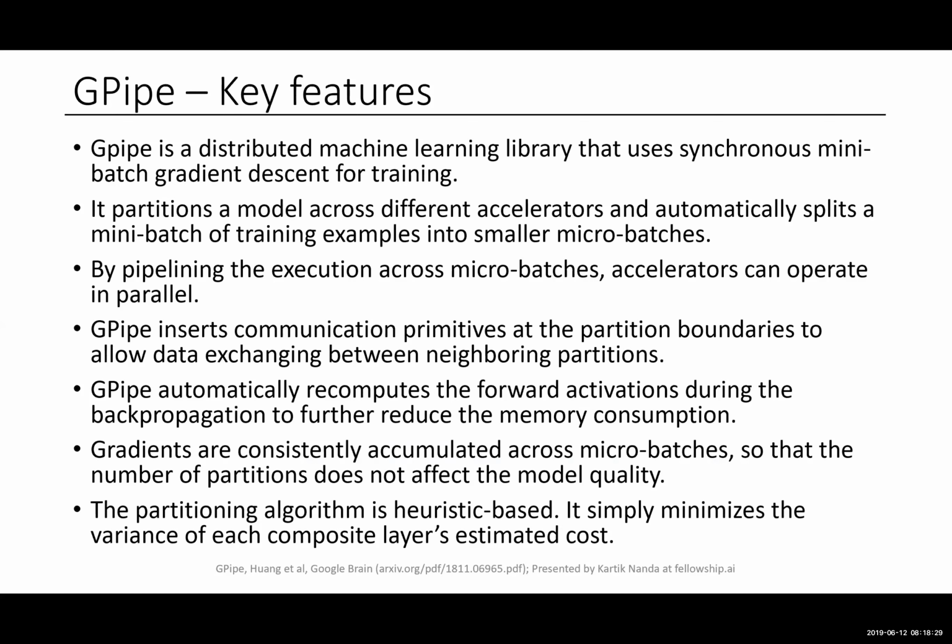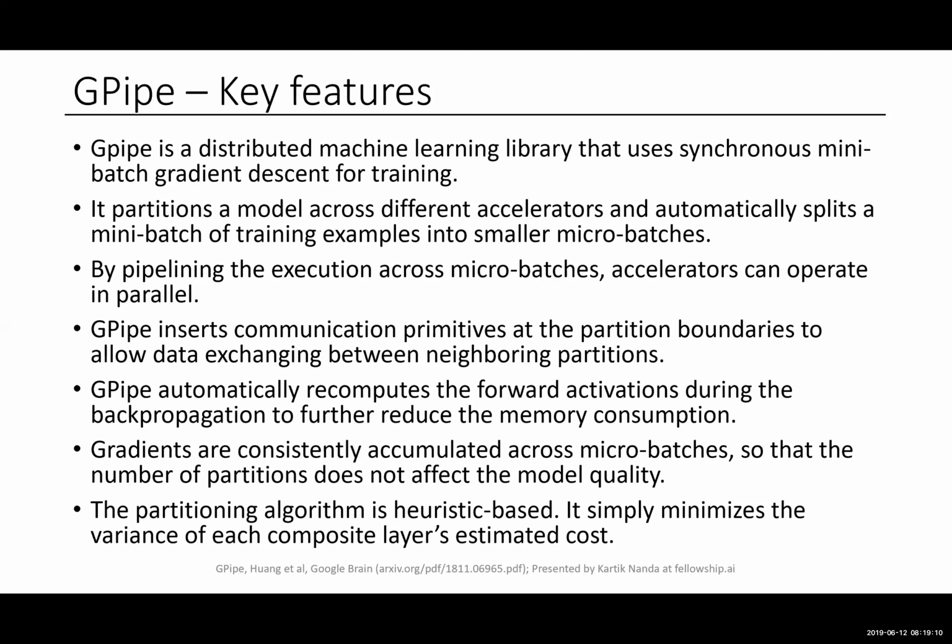They use mini batches. They then take these mini batches and they split them into micro batches. And then these micro batches are split amongst different workers. And they use both data parallelism as well as model parallelism to achieve a throughput improvement. They partition a model across different accelerators and automatically split the mini batch into smaller micro batches. And then by pipelining the execution across micro batches, accelerators can operate in parallel. GPipe also inserts the communication primitives at the partition boundaries to allow data exchanges between the neighboring partitions.